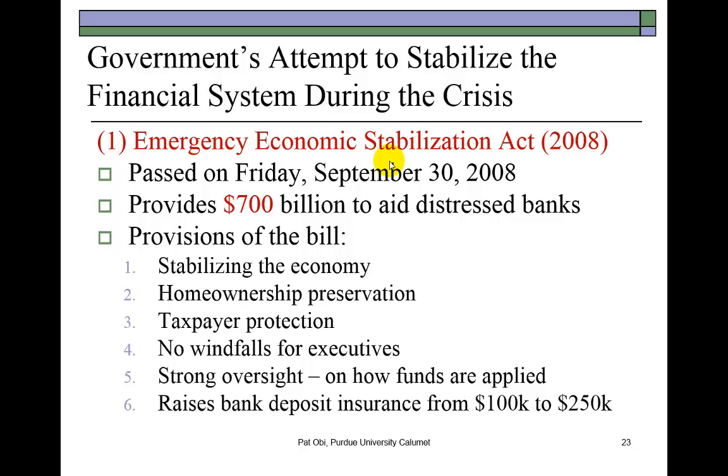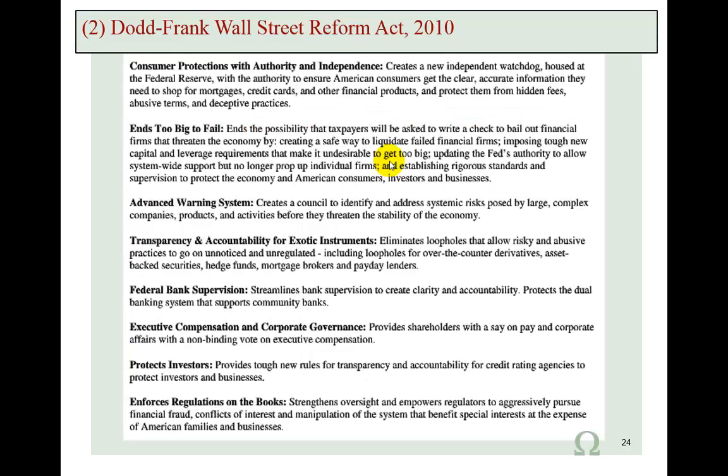And then finally, the Dodd-Frank Wall Street Reform Act of 2010, signed into law by President Barack Obama. The key provisions of this legislation are consumer protection and the ending of the too big to fail banks. So regardless of how large you are, if you screw up, we're going to let you screw up, kind of a thing. But there was also additional strengthening of the capital requirements stipulated by the Basel Committee on Banking Supervision in what we now call Basel III, and the discussion of that will be had in a different lecture.